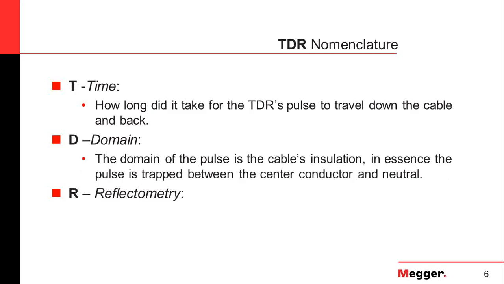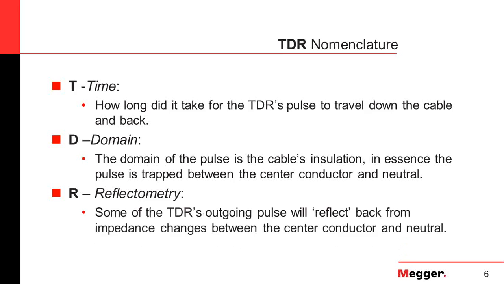In essence, the pulse is trapped between the center conductor and the neutral. We'll get into it later, but these TDRs require two parallel metal conductors, and whatever is between those two parallel metal conductors is the domain. Reflectometer: some of the TDR's outgoing pulse will reflect back from impedance changes between the center conductor and the neutral.